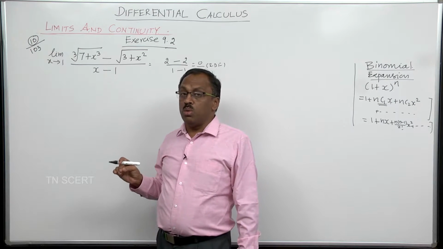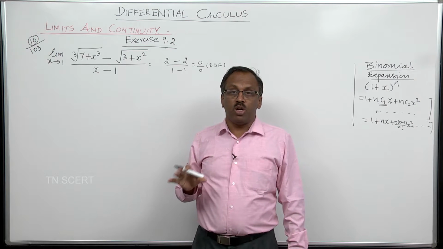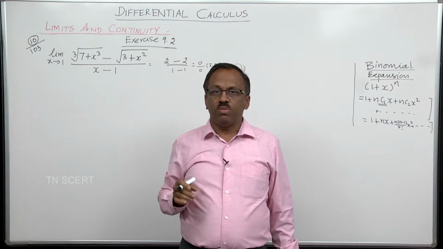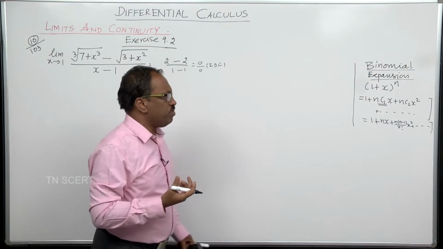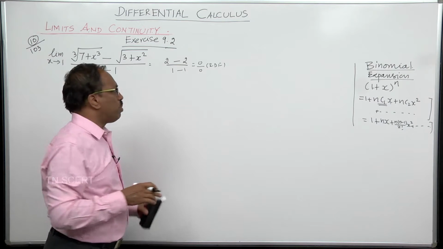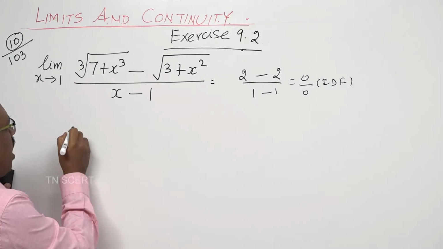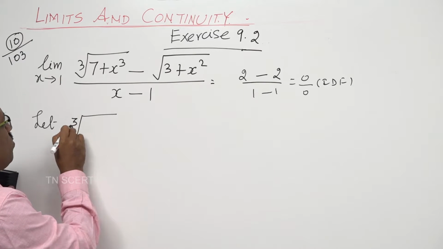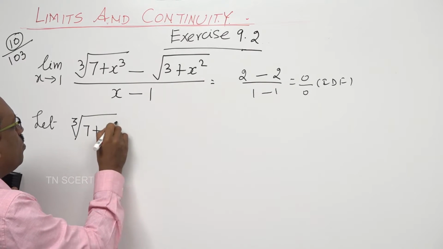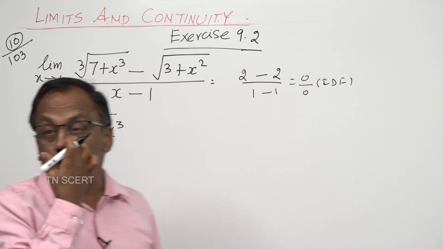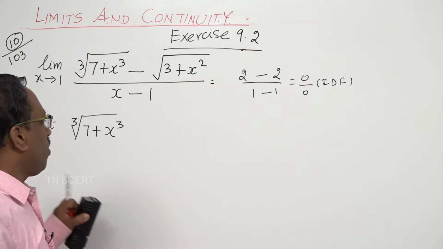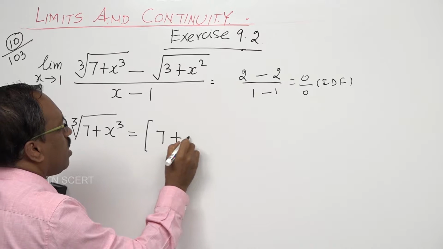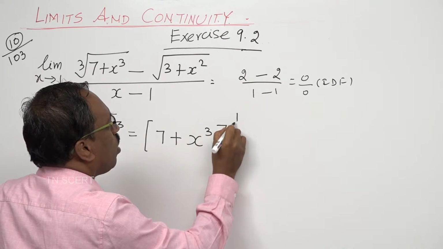Dear students, you must note down that we are going to do a lot of modification, for which you should know some intuitive techniques. Intuitive techniques means we have to adopt the process according to the sum. Here, let us take the cube root of 7 plus x cube. Cube root means power 1 by 3, so write it properly first: 7 plus x cubed whole power 1 by 3.